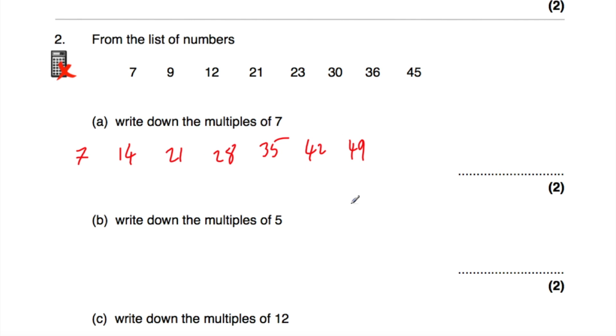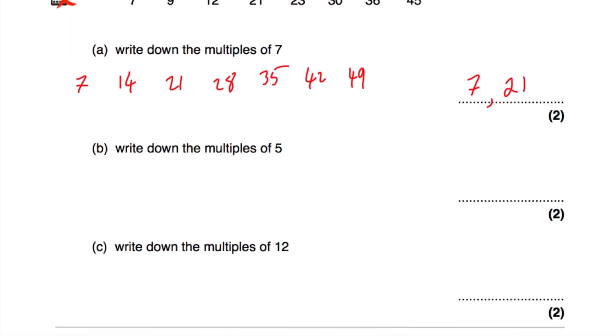So let's look for the multiples of 7 in this list. We've got 7, so let's write that down. We don't have 14, we've got 21, so 21's there as well. So 7 and 21 are both multiples of 7. 28, no. 35, no. 42, no. 49, no. So the multiples of 7 in this list are 7 and 21, and that's it. Okay, let's look at part B.